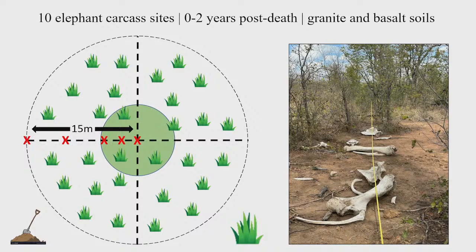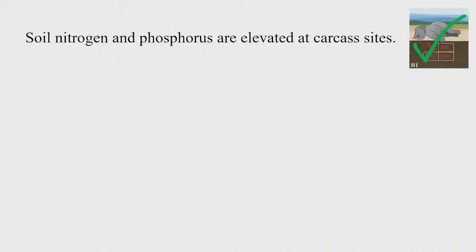The plants were leaves from Eurocloa. At each of those, we pooled the samples, so we had 1 leaf sample and 1 soil sample at each distance per site. And we analyzed them for nutrient content. What we found first is that soil nitrogen and phosphorus are both elevated at carcass sites.